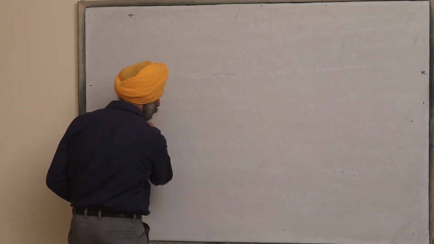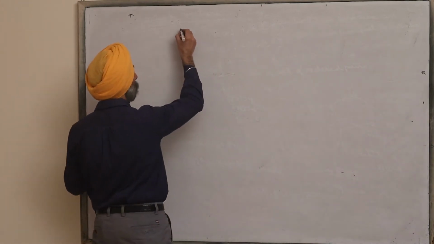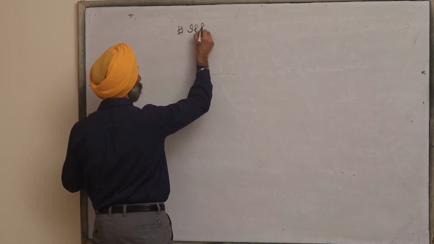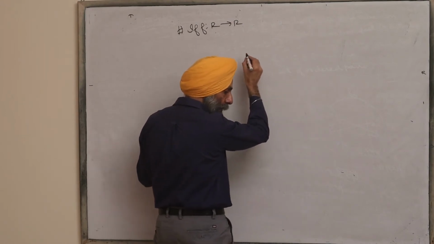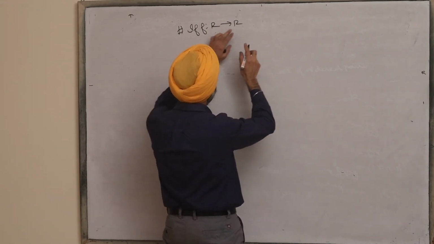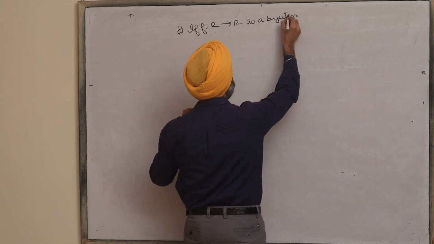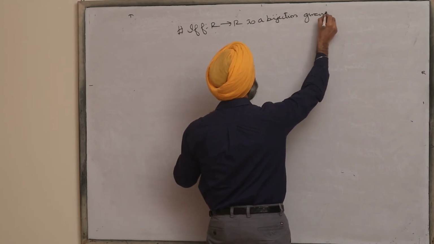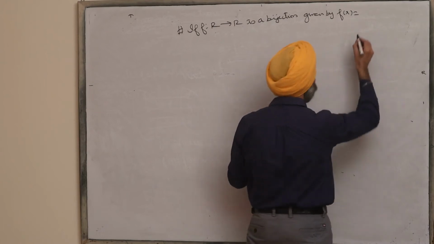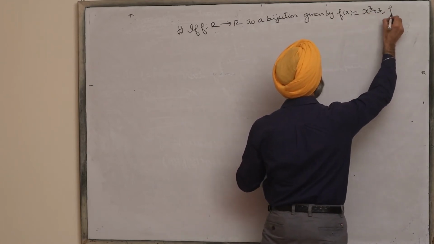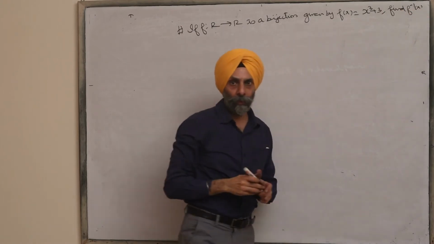How to find the inverse of a function. Now if f is a function defined from R to R, is a bijection, given by f(x) is equal to x cube plus 3, then find f inverse of x.